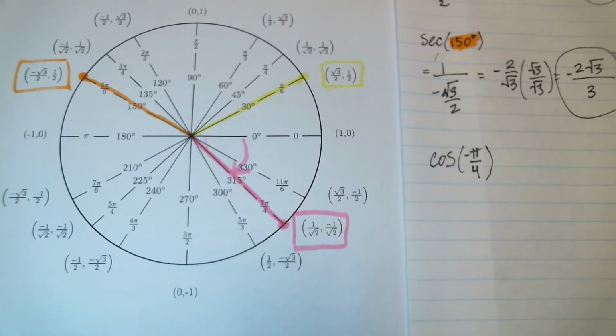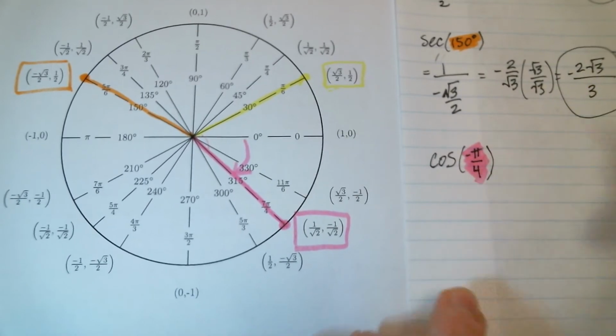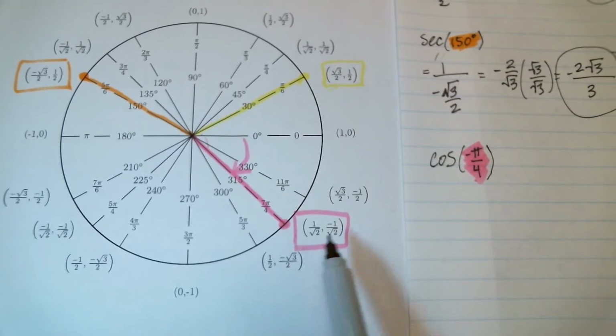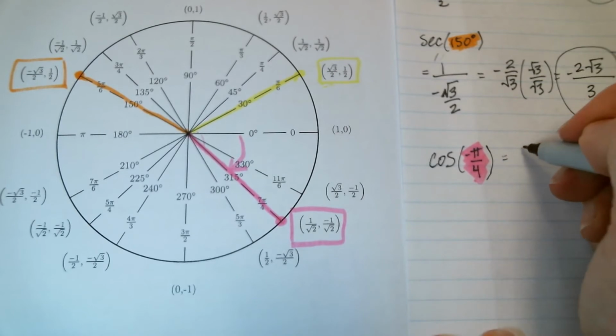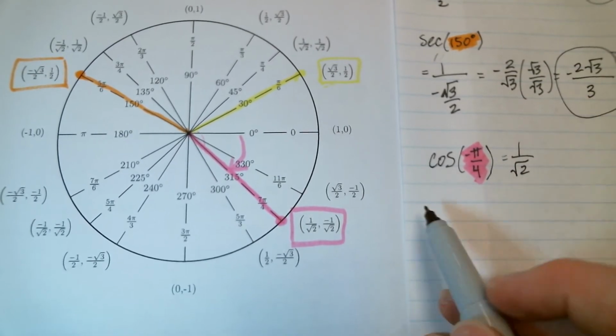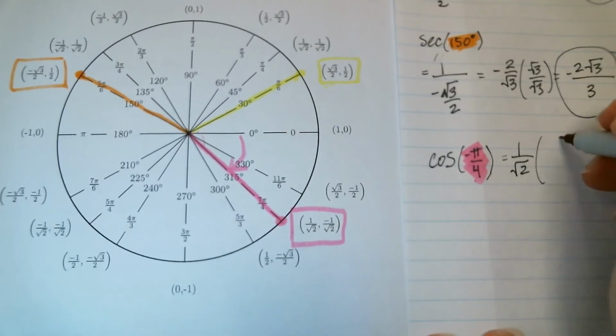Cosine of your angle is the x-coordinate of that ordered pair. So this is just 1 over the square root of 2. In bad form, these denominators are not rationalized. I need to rationalize it.